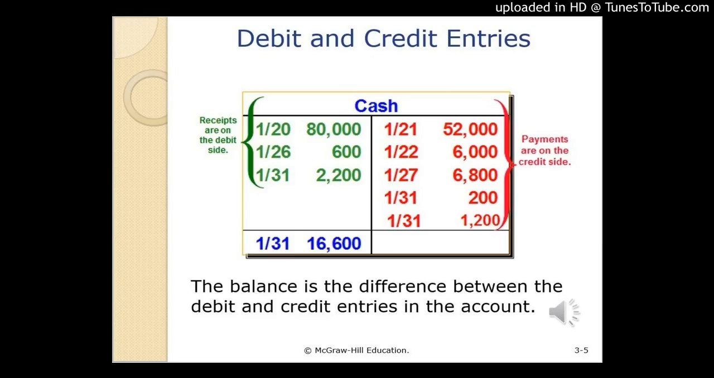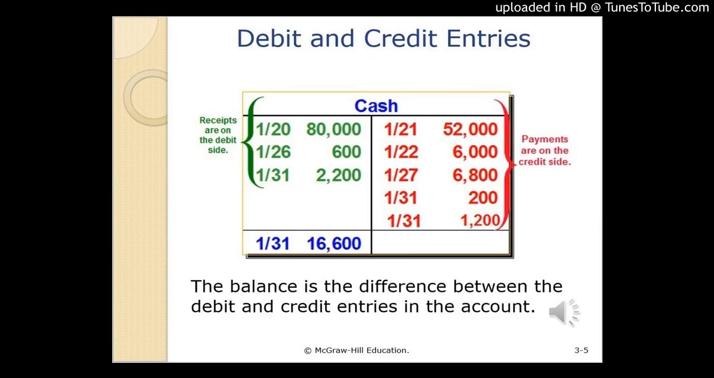So what we have here is posted journal entries from a journal into a T account. Those are dates on the left-hand side. 1/20, 1/26, 1/31 are all dates. And on the right-hand side, 1/21, 1/22, 1/27, 1/31, 1/31, those are dates as well.